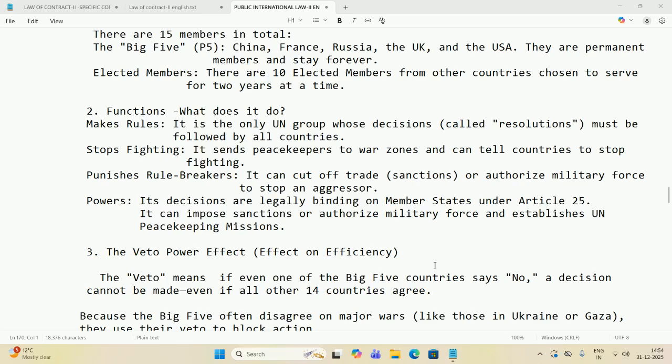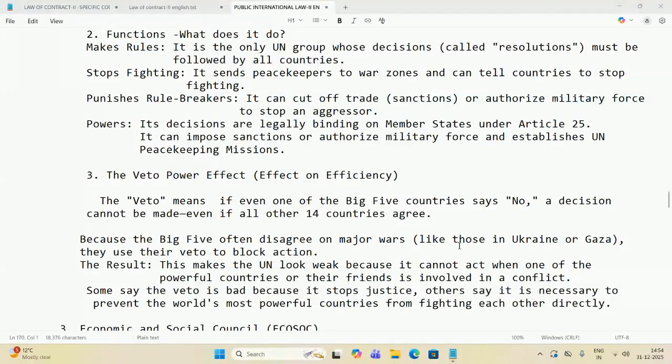Powers. Its decisions are legally binding on member states under Article 25 of the UN Charter. It can impose sanctions or authorize military force and establishes UN peacekeeping missions. Third is what happens if a country applies veto power. So, the veto power's effect on the efficiency of the Security Council.